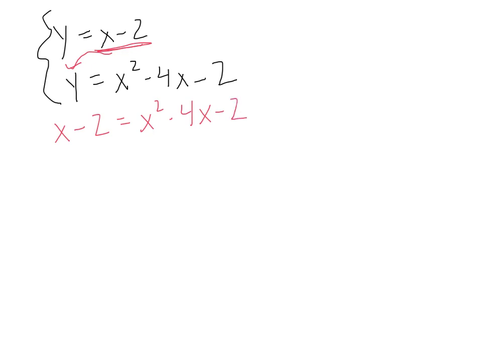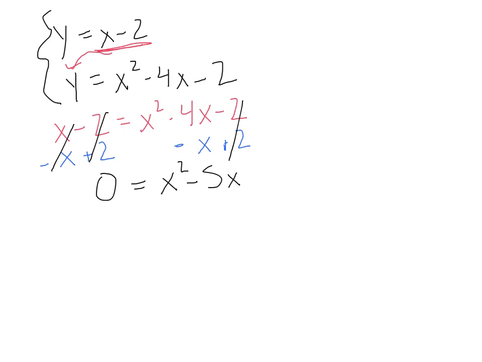Quadratic, we need equal 0. So to do that, I'm going to subtract x from both sides, and I'm going to add 2 to both sides. So subtract x, add 2. Now our equation is 0, because these both cancel, equals x squared minus 5x, and these cancel too. So this is just like that last example. We can factor out the x, and we have x times x minus 5.